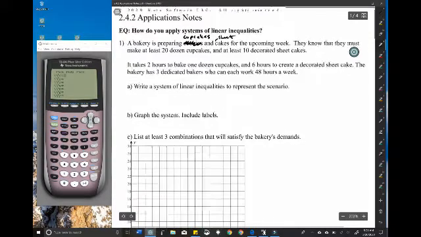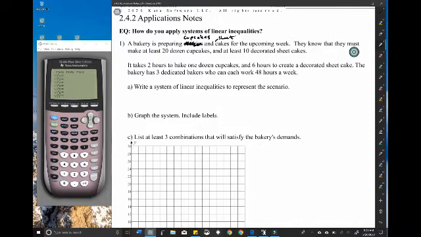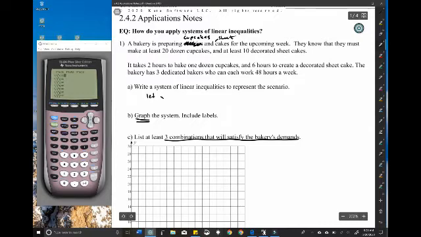So what we have here is an example of a system of linear inequalities that we will end up graphing, and where our shading intersects is going to give us different combinations that can help satisfy the bakery's demands. There are different ways they can go about making their cupcakes and sheet cakes to satisfy their scenario. So write a system of linear inequalities. First off, it's a good idea to identify your variables. We're going to let x be our cupcakes and let y be our sheet cakes.